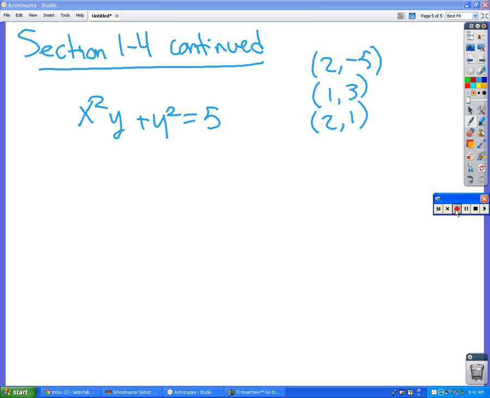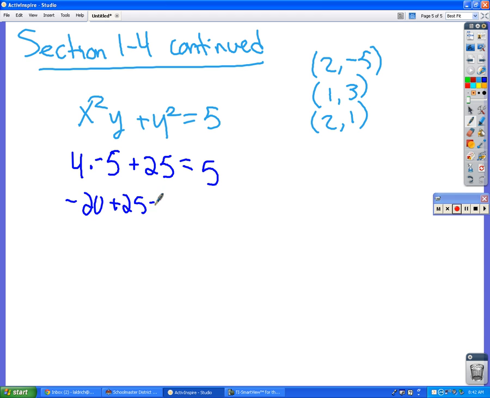As I was saying, we're going to plug in the 2 for the x and the -5 for the y. So 2 squared is 4. And then we're going to multiply that by -5. Plus y squared in this case would be 25. Positive 25. Negative times a negative is a positive. And we need to see if that is going to equal 5 or not. So 4 times -5 is -20, plus 25 equals 5. 5 equals 5, so this one is correct.